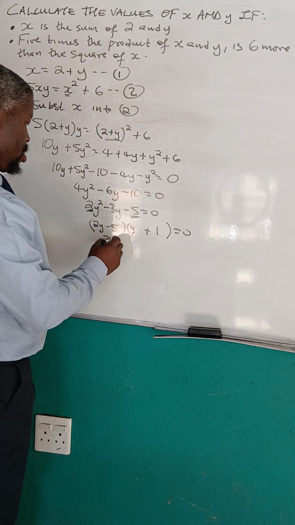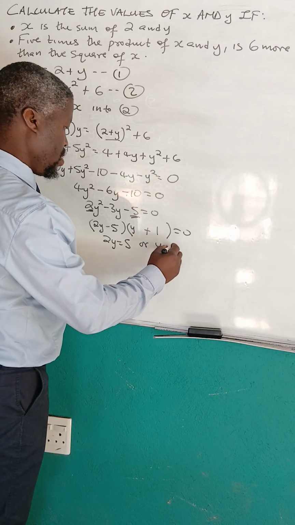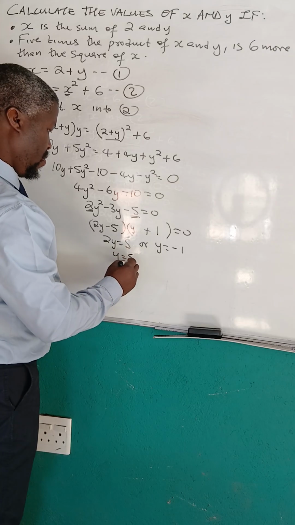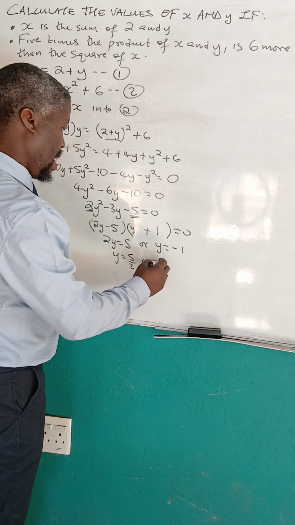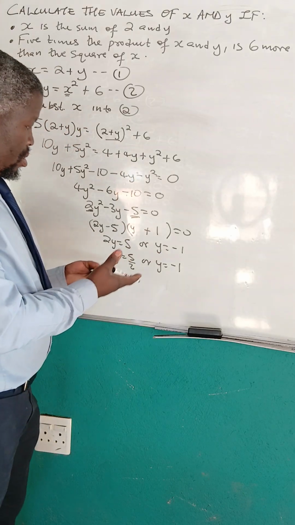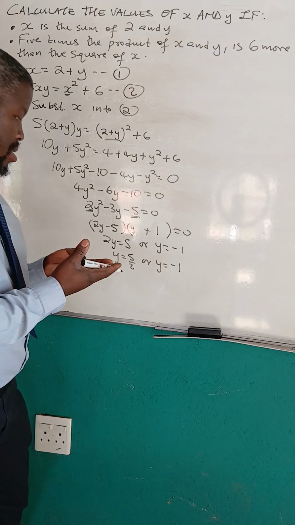Meaning that 2y is equal to 5 or y is equal to negative 1. y is equal to 5 over 2 or y is equal to negative 1. These are the values of y. Now we need to determine the values of x.